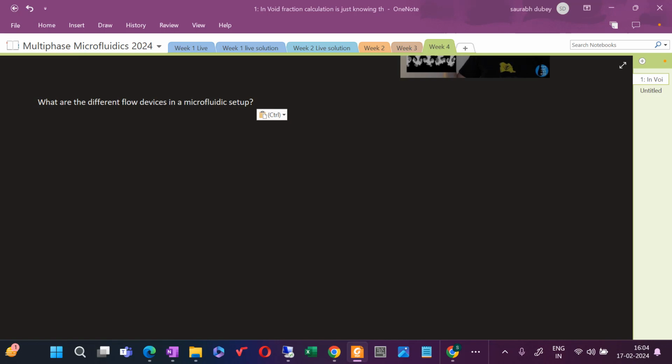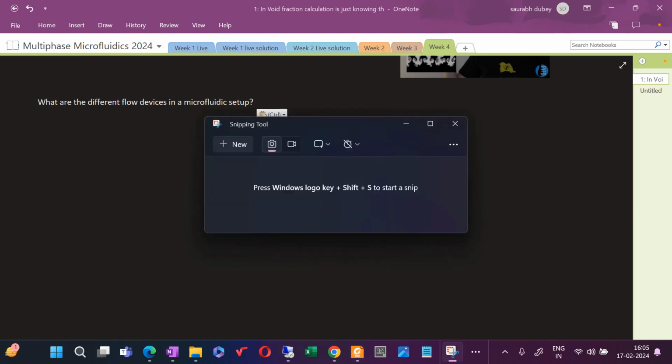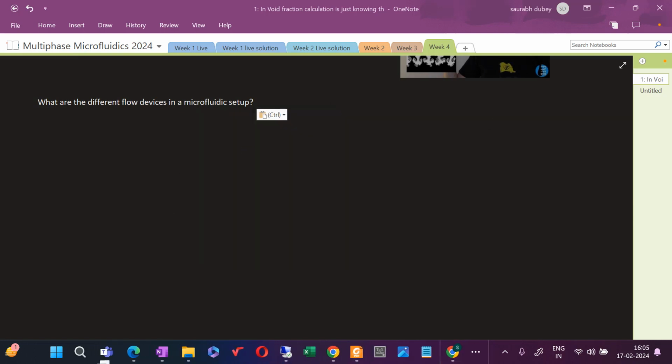flow regimes, and in that you had different types of channels, like this T-shaped channel. In that T-shaped channel, there was how you are putting the continuous and the dispersed phase, and the angle at which the channel inlets and outlets are arranged. Now let us look at the various different flow devices that are there. In the lecture you have been explained about this, so I will be just taking the help of this tool so that we actually look at this.